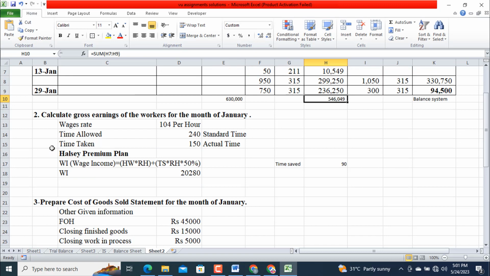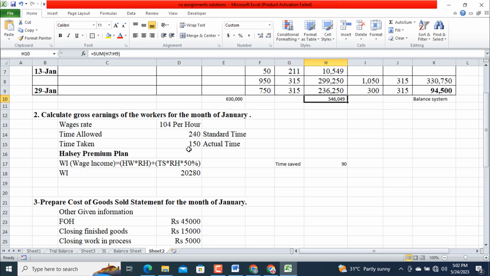So in part two, you are going to calculate the gross earning of the workers. Gross earning of the workers means we don't know how many workers there are, and out of them which one has worked 10 hours, 4 hours, 2 hours, 3 hours, 11 hours, 15 hours. On the gross basis, we know that the standard time or time allowed is 240, and all the papers, I don't know the number of papers, and which are variable.